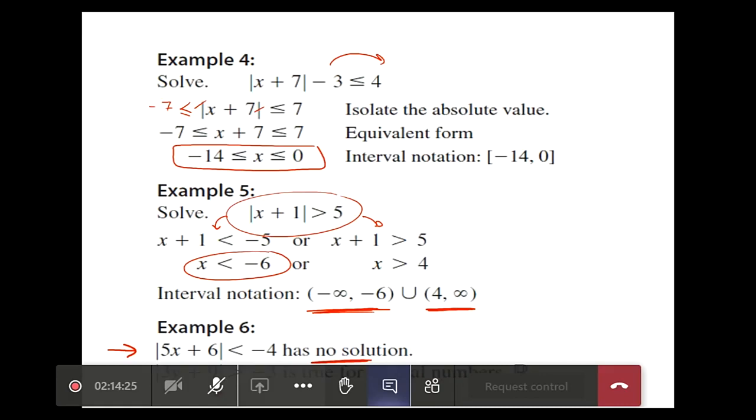Now if the absolute value is greater than a negative, this is R, the real numbers, because any value of x or y substituted in absolute value must be 0 or positive. So this is greater than by default, greater than any negative number, right? So this is R.